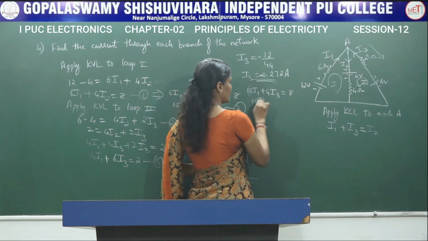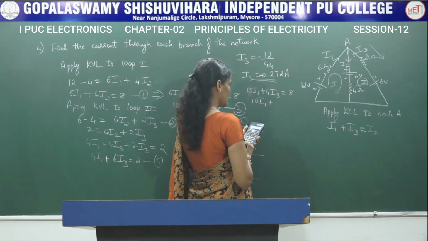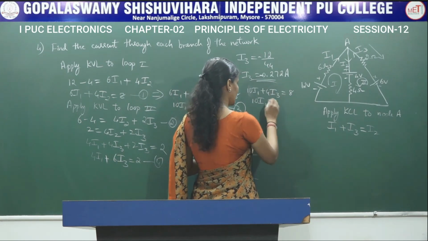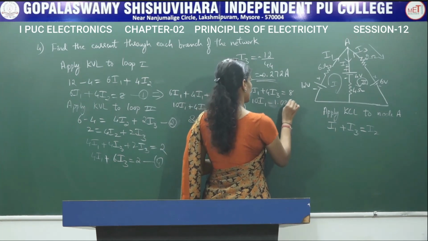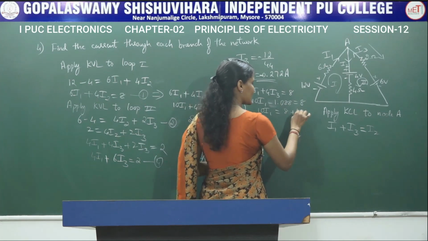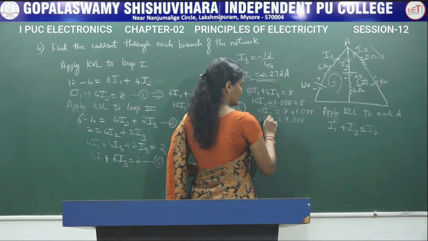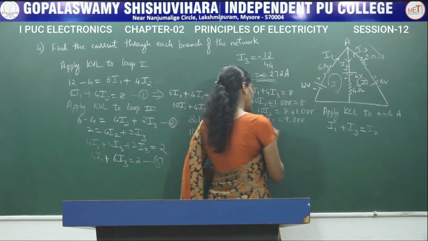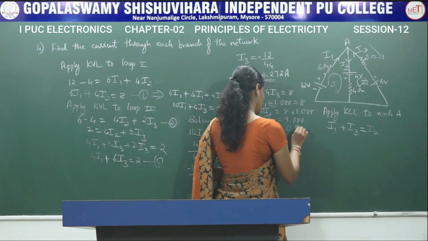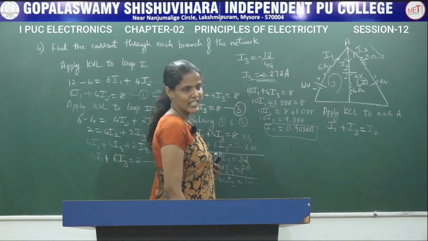So, 10 I1 plus 4 into 0.272 gives me, let me write the minus symbol here itself, 1.088, which is equal to 8. So 10I1 is equal to 8 plus 1.088, that is 9.088, which is equal to 10I1. So just cross multiply now. I1 equals 9.088 divided by 10 gives me 0.9088 amps. So I1 is equal to 0.9088 amps.